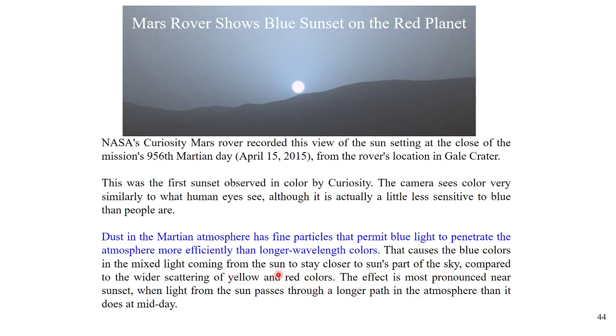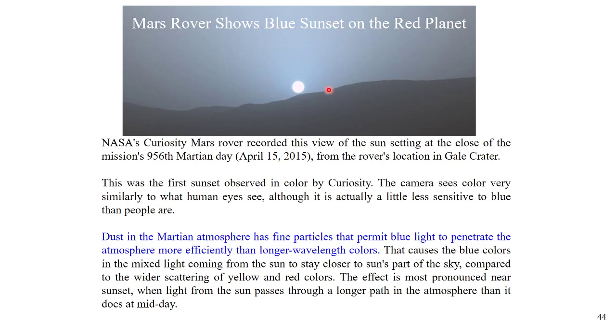So it's just like PM 2.5. If we have a serious PM 2.5 problem, maybe it will scatter the yellow and red light. We will see the blue sunset someday. But it's not good news. The effect is most pronounced near sunset, when light from the sun passes through a longer path in the atmosphere than it does at midday. So close to the sunset, blue light can travel and penetrate much further than the yellow and red colors. So close to the sunset, we will see a blue sky. That's the blue sunset.